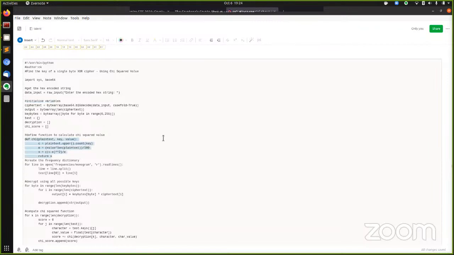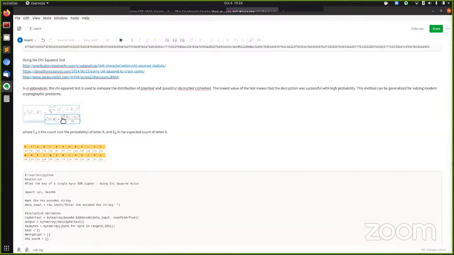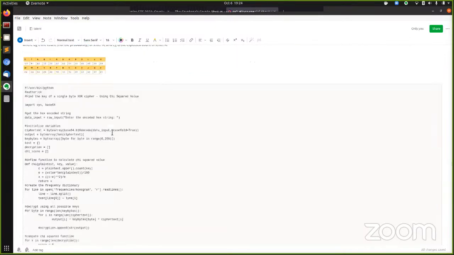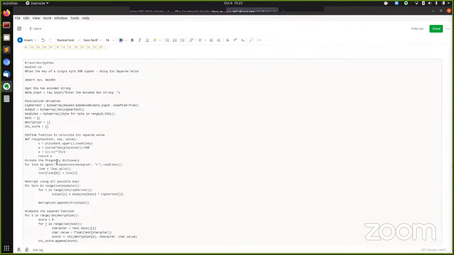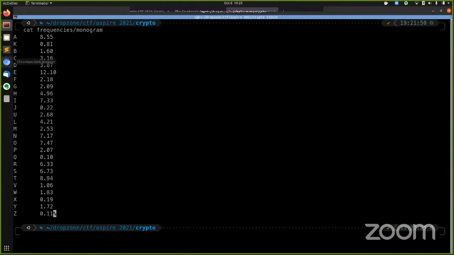Some of the most important parts are these. This is used to calculate the chi-squared value, and as you can see, it's the same formula we have here. We try various decryptions, and the frequencies we are going to use are these ones, the ones I opened for you in the terminal. This is exactly this here, and this is what we are going to base our counts on.